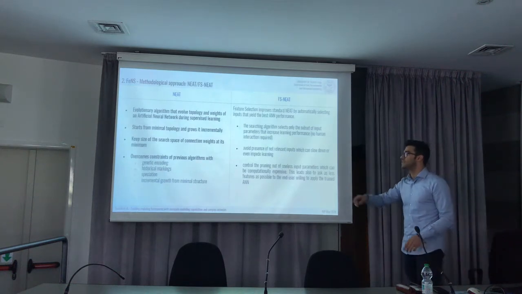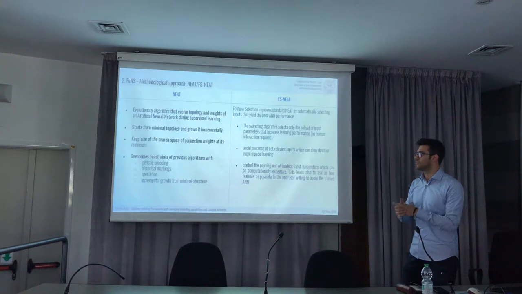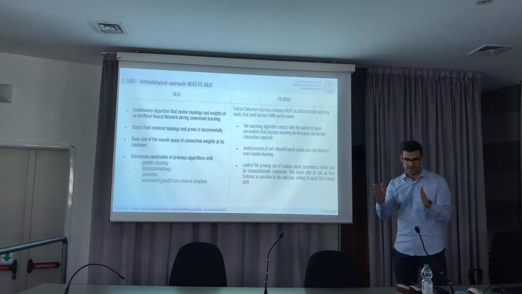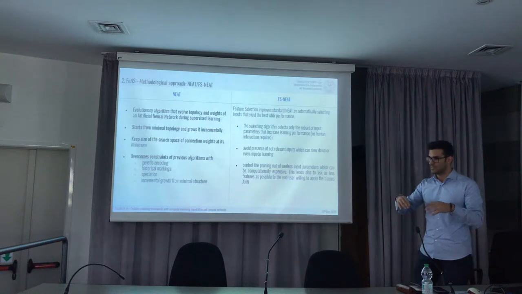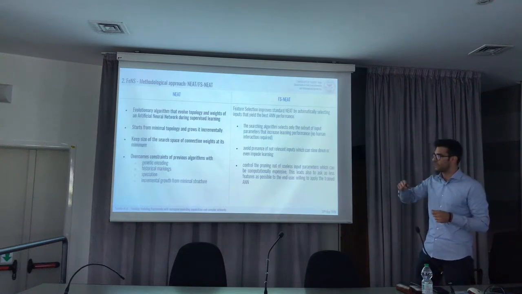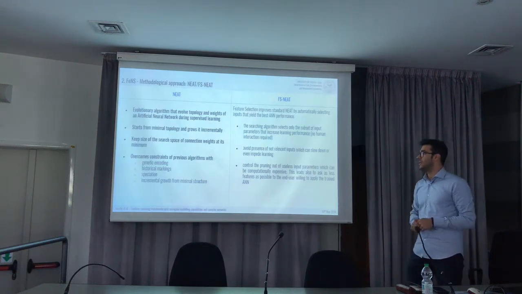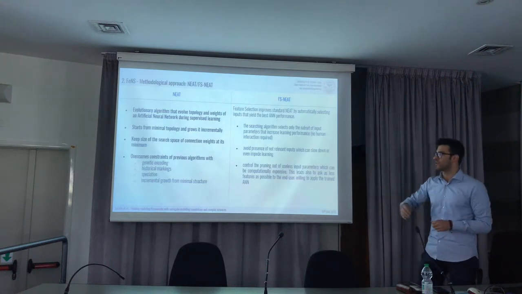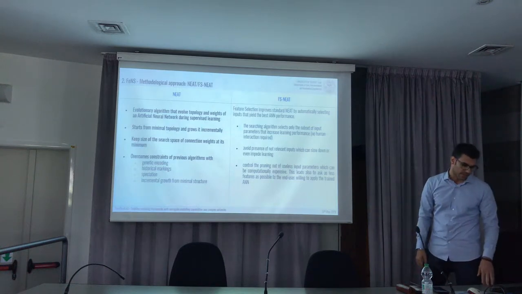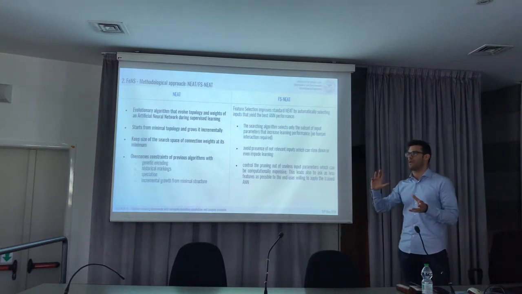NEAT and FS-NEAT. NEAT is an evolutionary algorithm, so it evolves both the topology and the weights of an artificial neural network during supervised learning. This means that when you start the training phase, you have the input layer and the output neurons, all interconnected, and then the neuroevolutionary algorithm, which is based on a stochastic procedure, randomly adds new neurons and new connections between neurons, and also perturbs the weights of the connections. This allows for keeping the search space and the connection weights at a minimum. It was also very important at that time because it overcame some constraints in the neuroevolutionary environment. FS-NEAT is simply an additional feature.